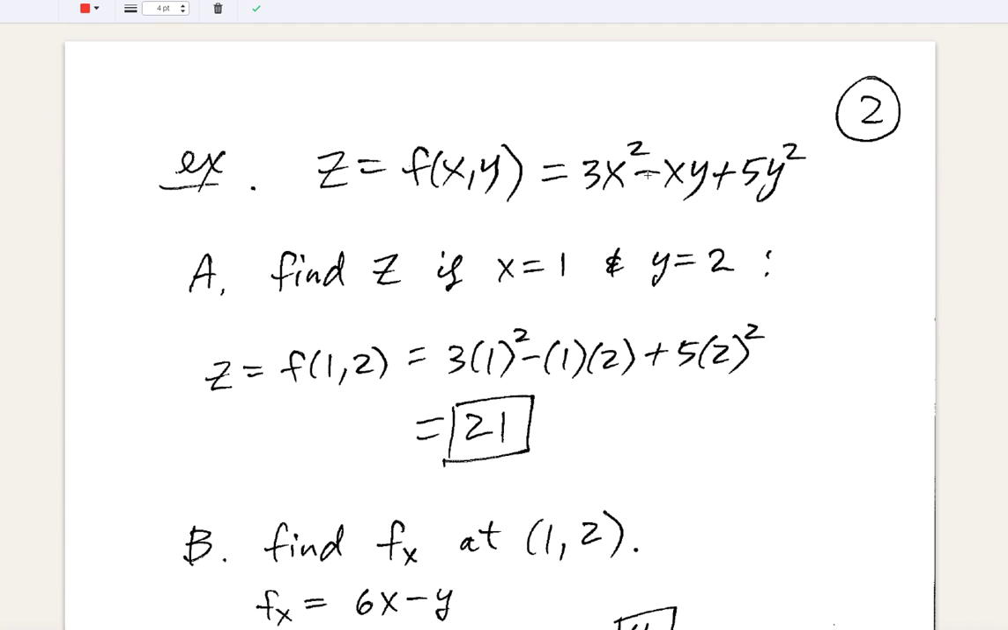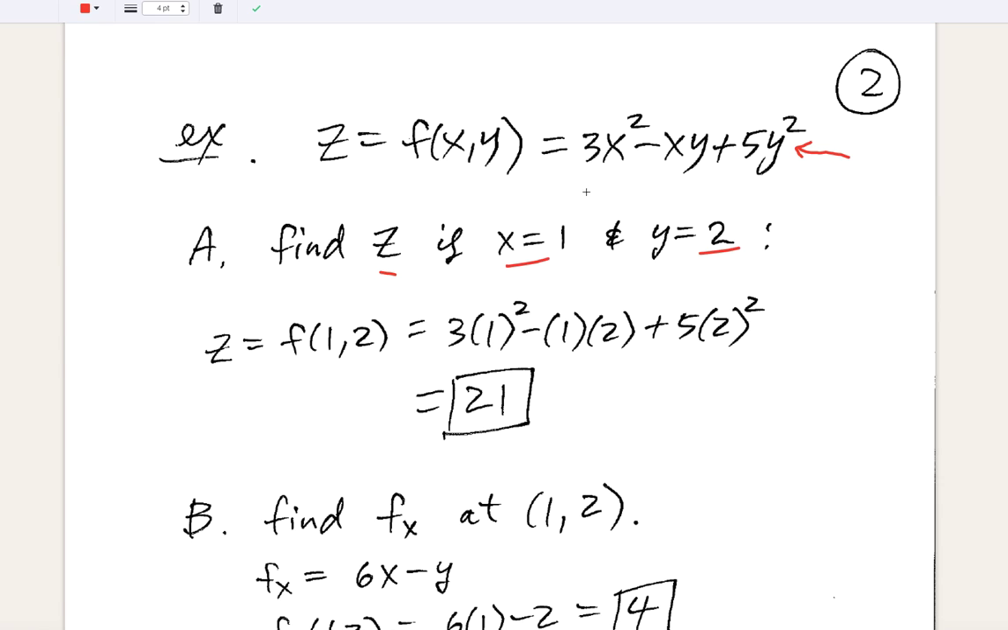Okay, I'm going to do something real quick here. Suppose z is a function of x and y is 3x squared minus xy plus 5y squared. This is a nice polynomial function. It's not only continuous everywhere, it's also going to be smooth everywhere, so it's going to have a well-defined tangent plane everywhere. Find z, first of all, if x is 1 and y is 2. Okay, simple evaluation. You just plug in those values here. And I found the function f at 1, 2 was 21.